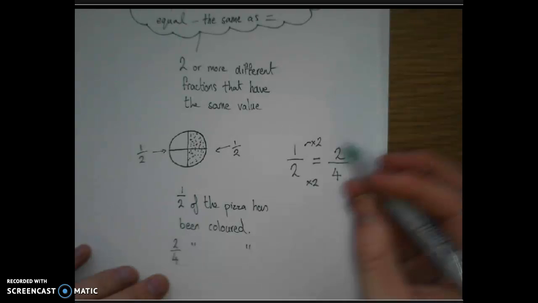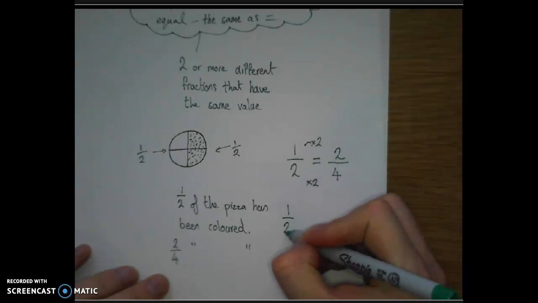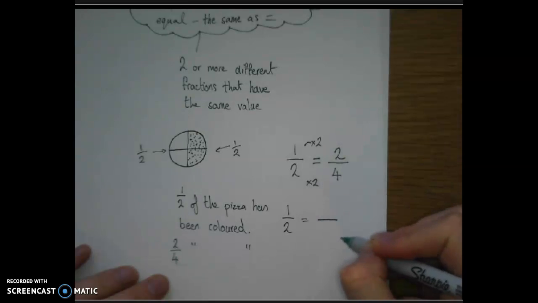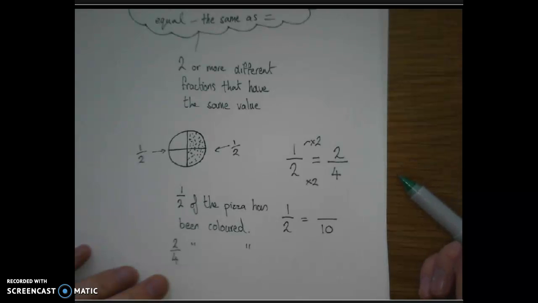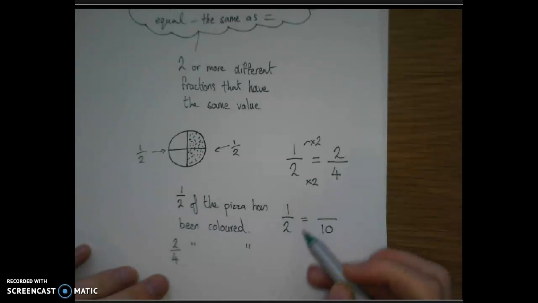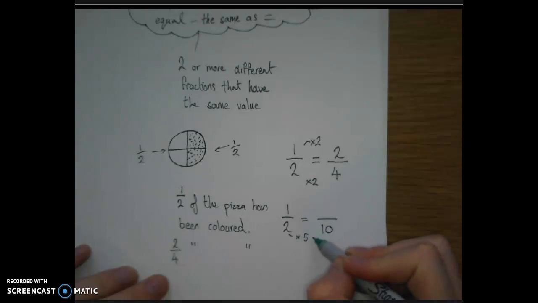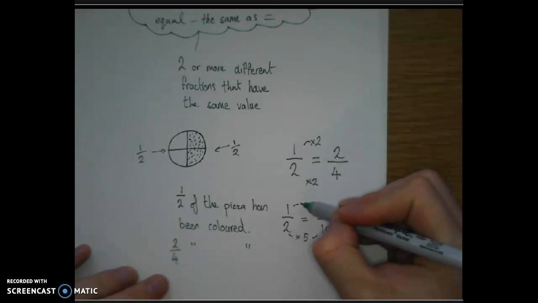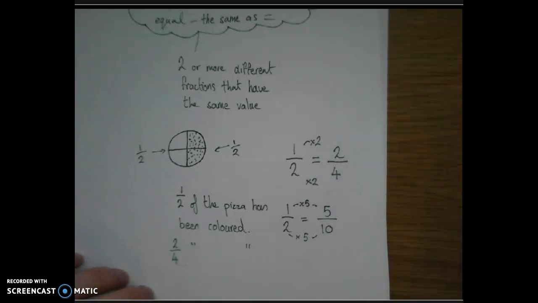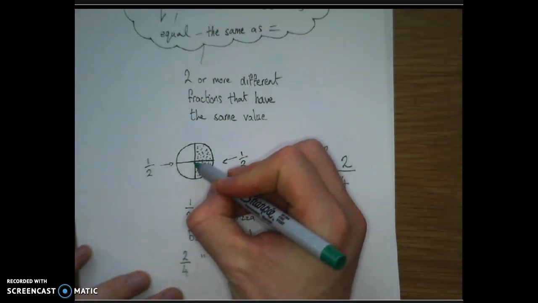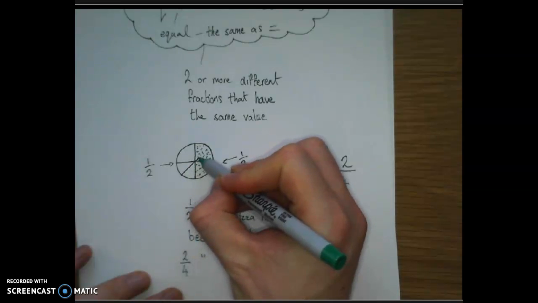Okay, so if I was to say 1/2 equals, let's see, how many tenths is the same as a half? Well, how do you make 2 into 10? You multiply 2 by 5, that gives you 10. So that means we do the same up here. 1 times 5 equals 5. Okay, now again here, let's just cut this pizza up one more time.